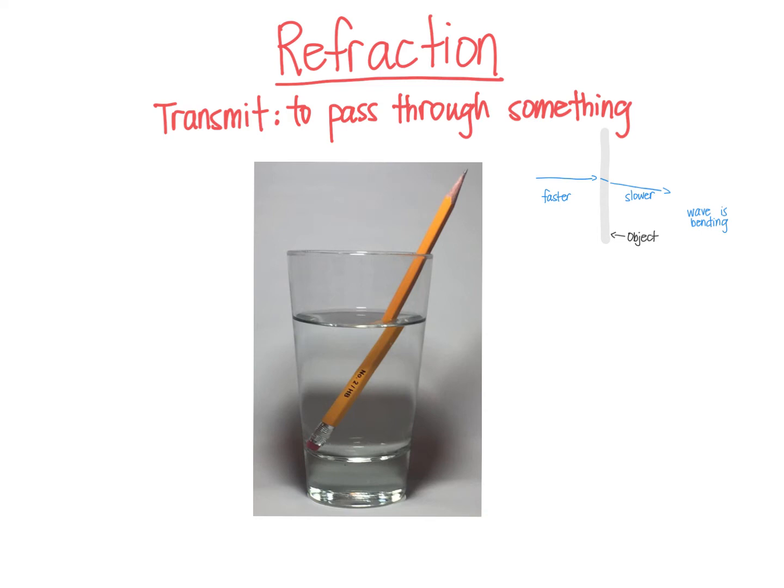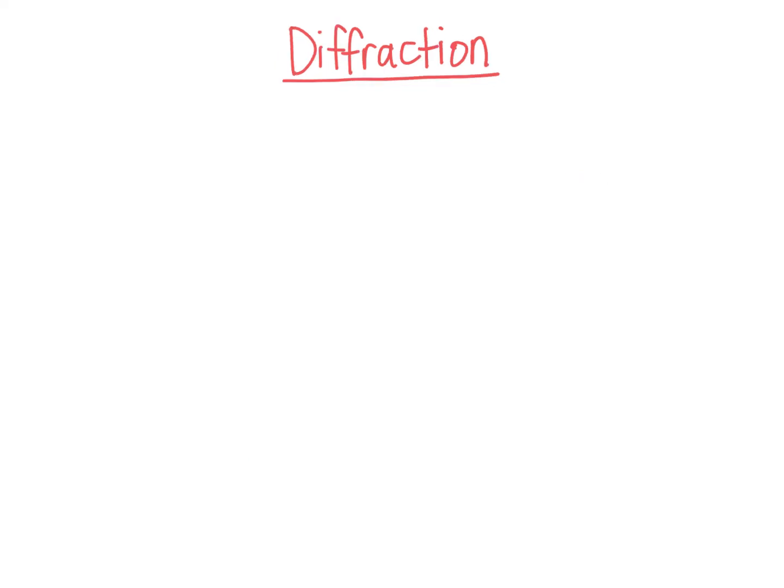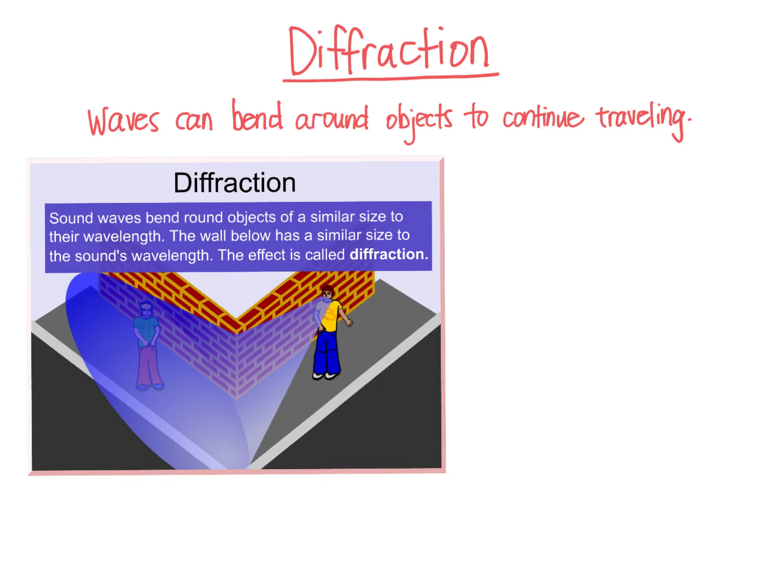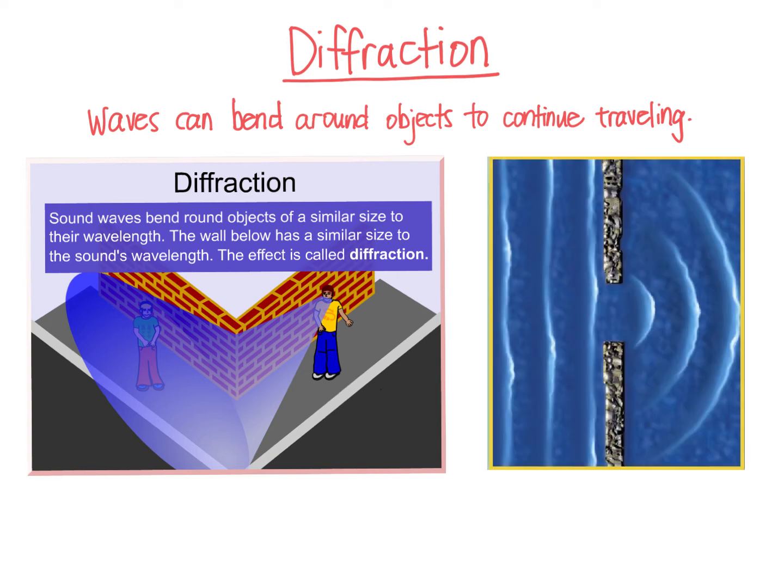Waves can diffract. Okay, that's the next one. We're going to talk about diffraction. This means that waves can bend around objects to continue traveling. Look at this sound wave diffracting around a wall. This is why you can hear someone coming from around the corner. Also, here's a water wave diffracting around the gap in this barrier.